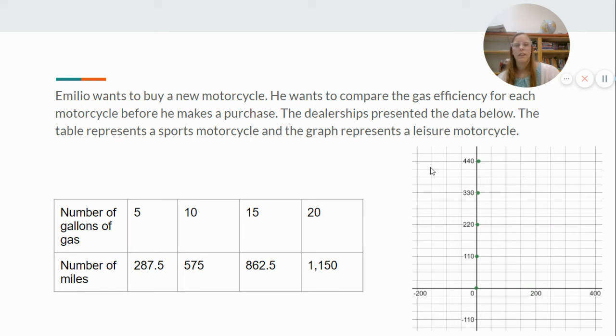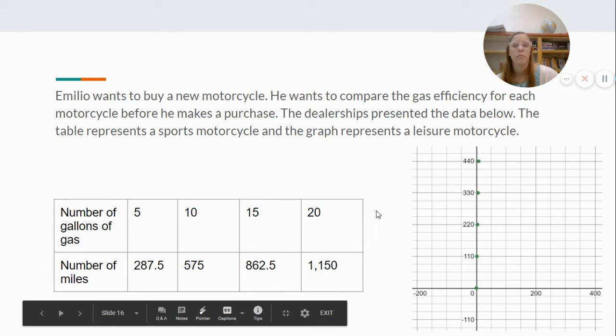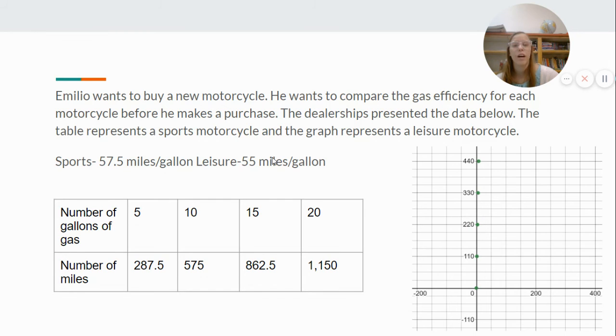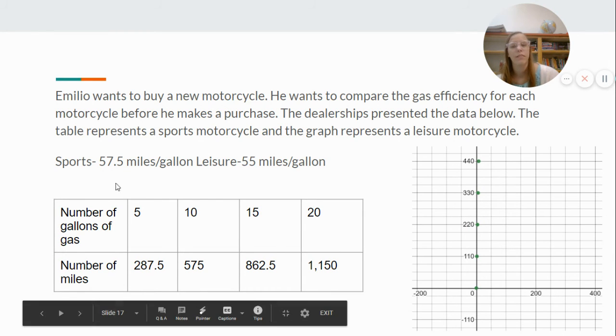Okay, so now they have this one, looking at a graph and comparing it to the chart. Amelia wants to buy a new motorcycle. He wants to compare the gas efficiency for each motorcycle before he makes a purchase. So the two dealerships presented the data below. The table represents a sports motorcycle, and the graph represents a leisure motorcycle. So we're finding out how many miles they can go per gallon.